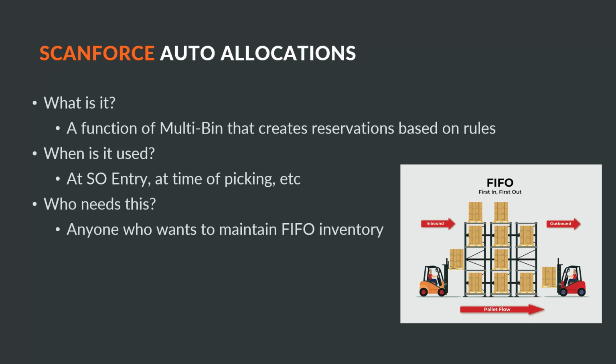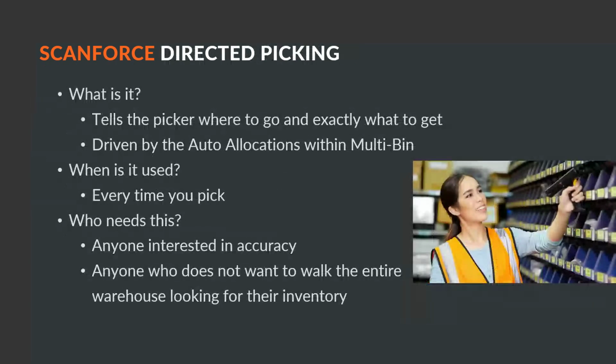So now that we have this allocation, the system has told us it knows where the best place is for me to go pick this item. I have to convey that information to the person on the shop floor. And we do that through a process called directed picking. So on the handheld, when I go to pick that sales order, it's going to do a couple of things. Number one, it's going to look at my warehouse and then compare it to my orders.